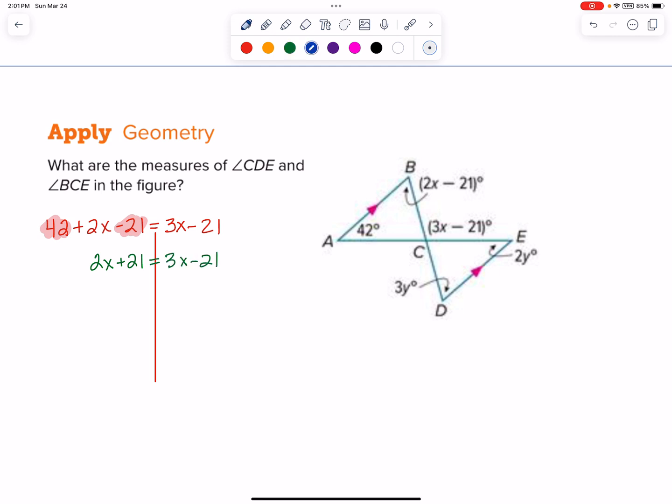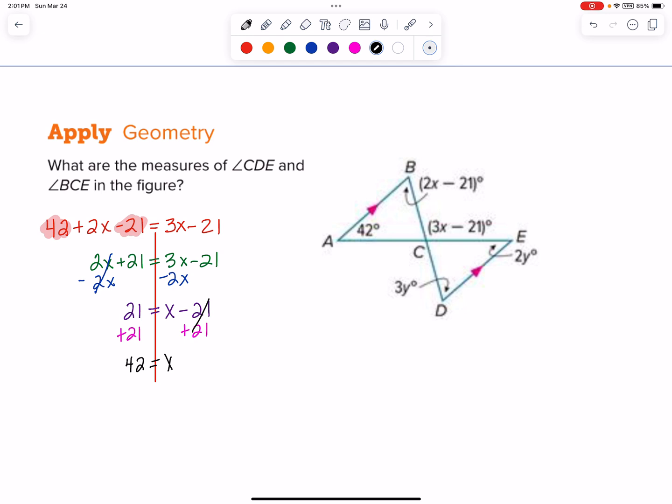Now we can start moving some things around. So I'm going to subtract 2x from both sides. We'll get rid of that. And that leaves us with 21 equals 1x, or just x, minus 21. Okay, now we can go ahead and move that 21 over. So let's add 21 to both sides. And we end up with a final answer of x equals 42. Okay, so this is what x equals, is 42.